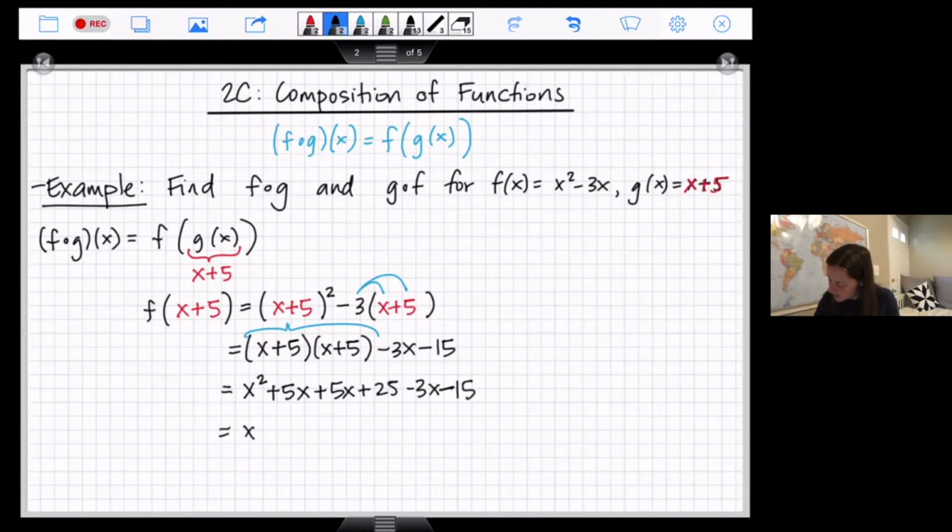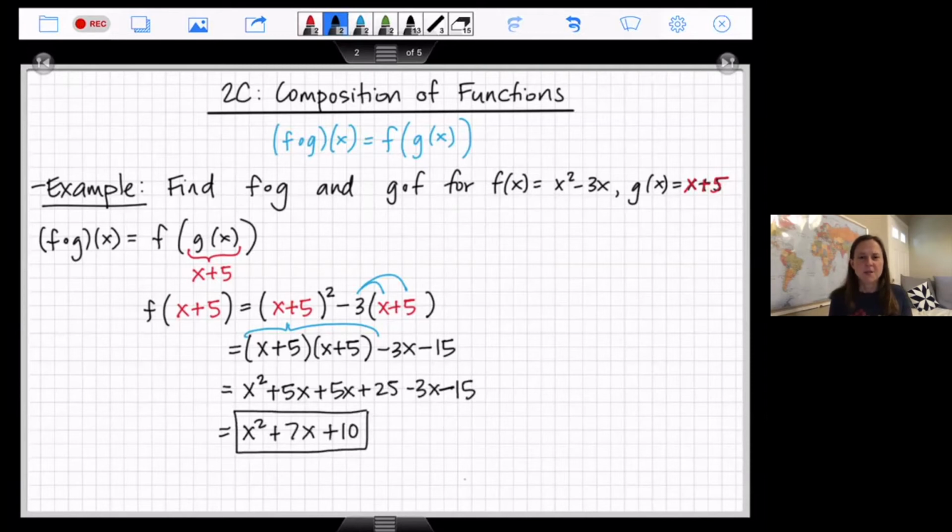So this is the x squared. How many x's do I have? 5 plus 5 minus 3. That's going to give me plus 7x. And then 25 minus 15 will give me plus 10. All right, and that is my composition, f composed with g.